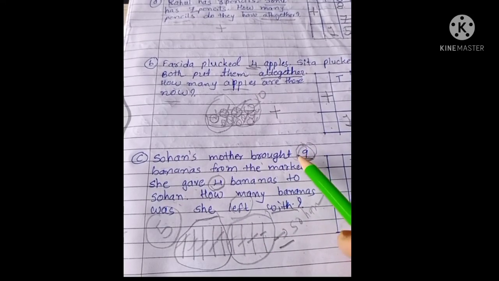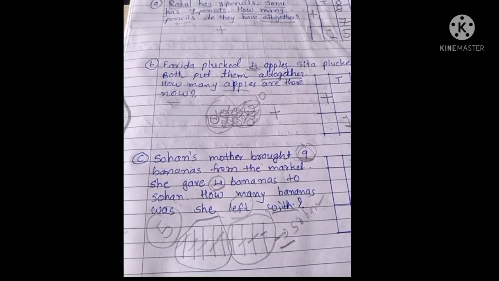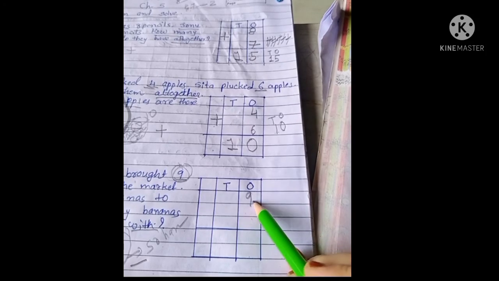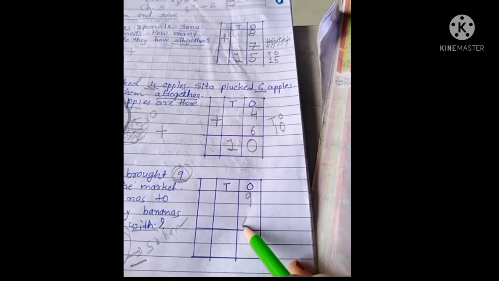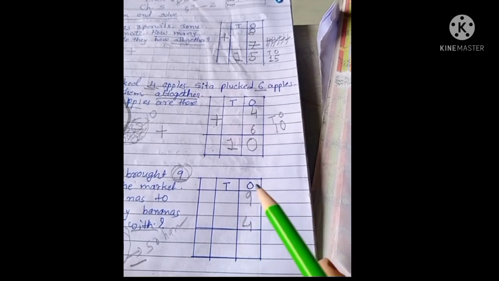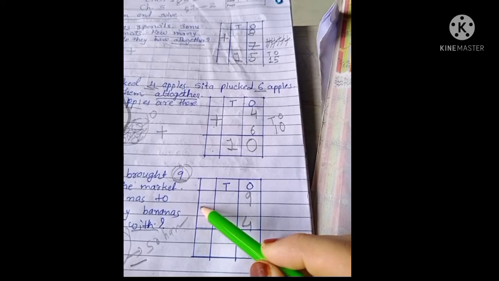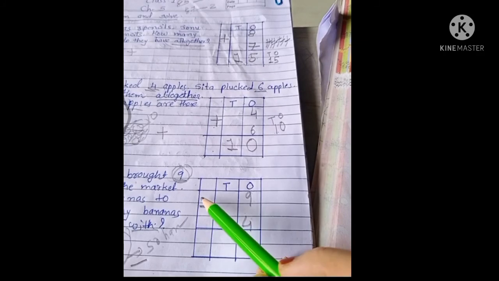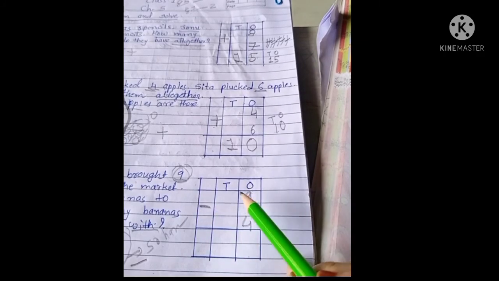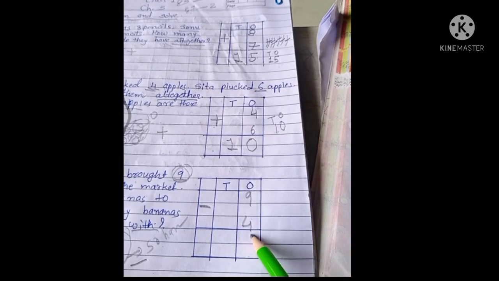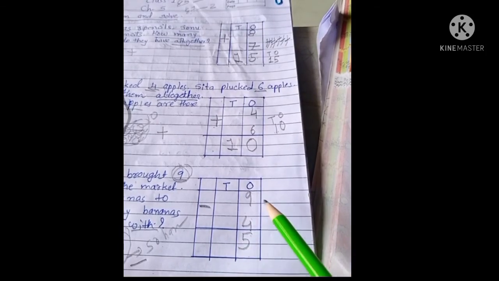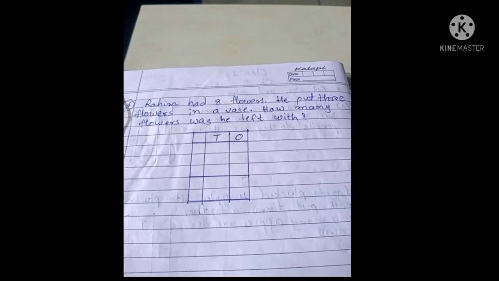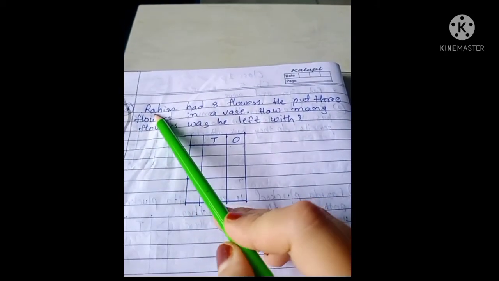So that means we have to do the subtraction of 9 and 4. Is that clear? So here ones place number first, 9 bananas brought by Sohan's mother, and from that 9 bananas these 4 bananas given to Sohan. Now we want to find out how many bananas are left with Sohan's mother. So for that we have to do the subtraction. So here we already did 9 minus 4. How many do we get? We get answer 5. So like this way you have to solve it. Is it clear to everyone? Possible? Okay. Your question number D, the last one.